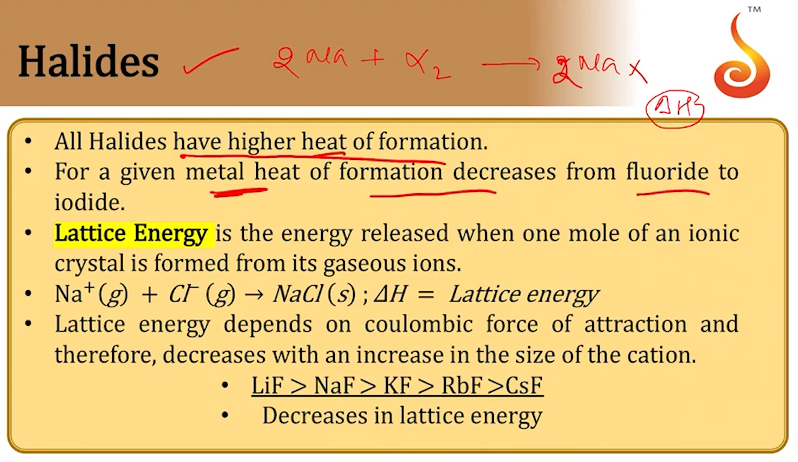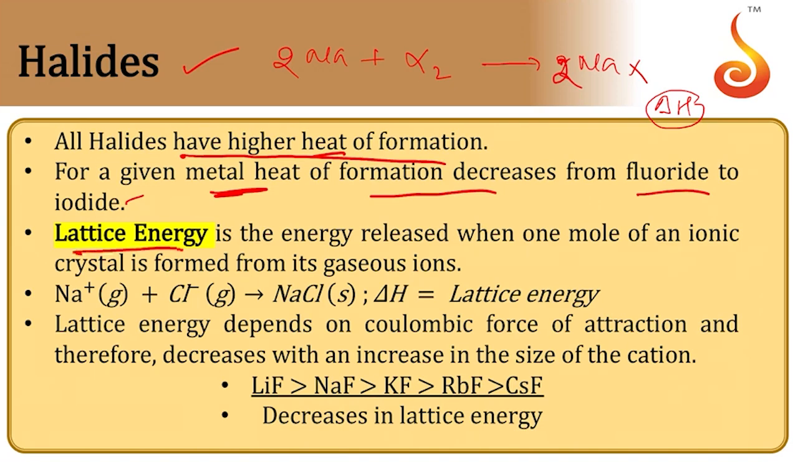And for a given metal, the heat of formation decreases from fluoride to iodide. That is because for a given metal, iodide is more covalent. Iodide has more covalent character, therefore its heat of formation is less.